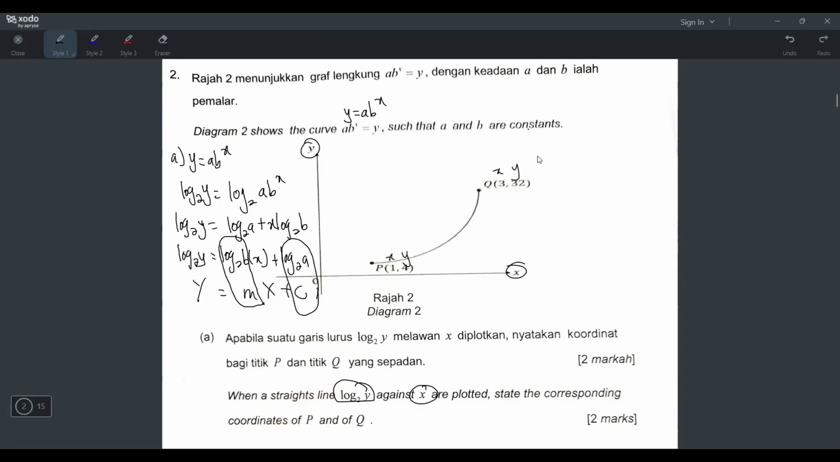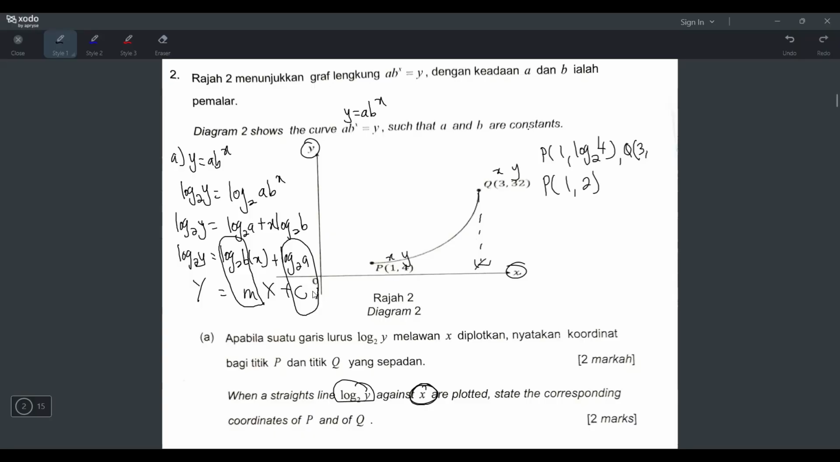So what happens is your value will change, right? So your coordinate p, the x coordinate will still be 1, because the x-axis is still x. It means the x-axis never changes. But the y-axis changed to log y base 2. So the y coordinate will be log 4 base 2, right? So your coordinate of p will be (1, 2), since log 4 base 2 is just 2. And then for the point q, originally it is (3, 32). Okay, the 3 is the x, right?